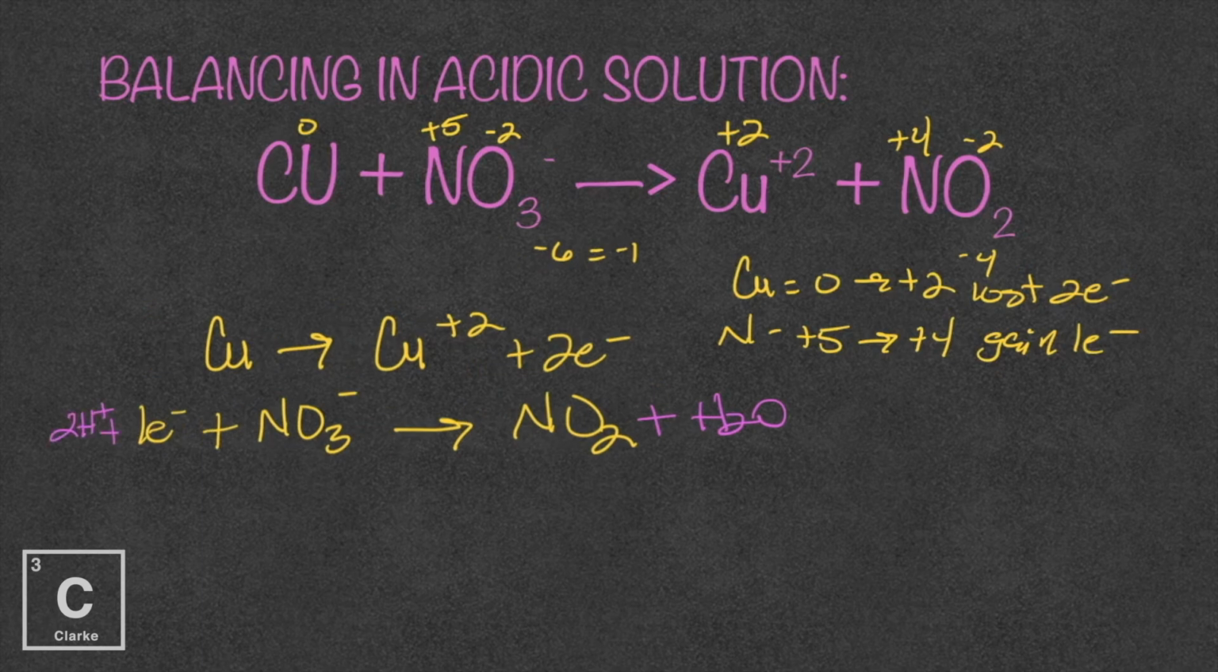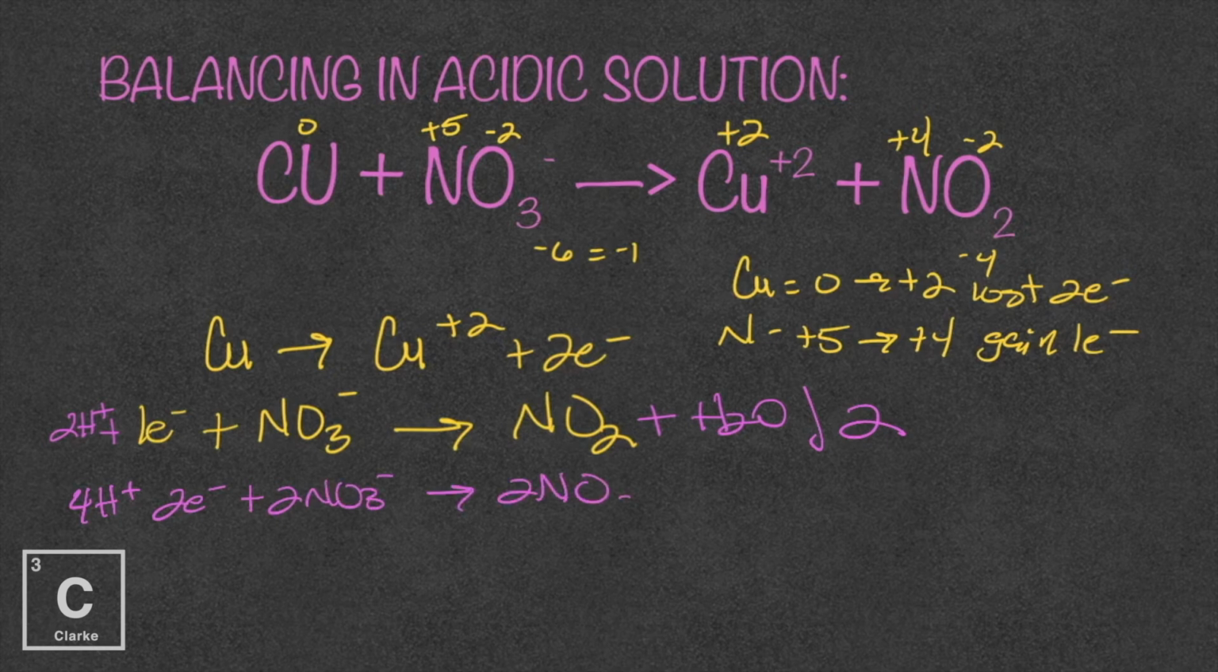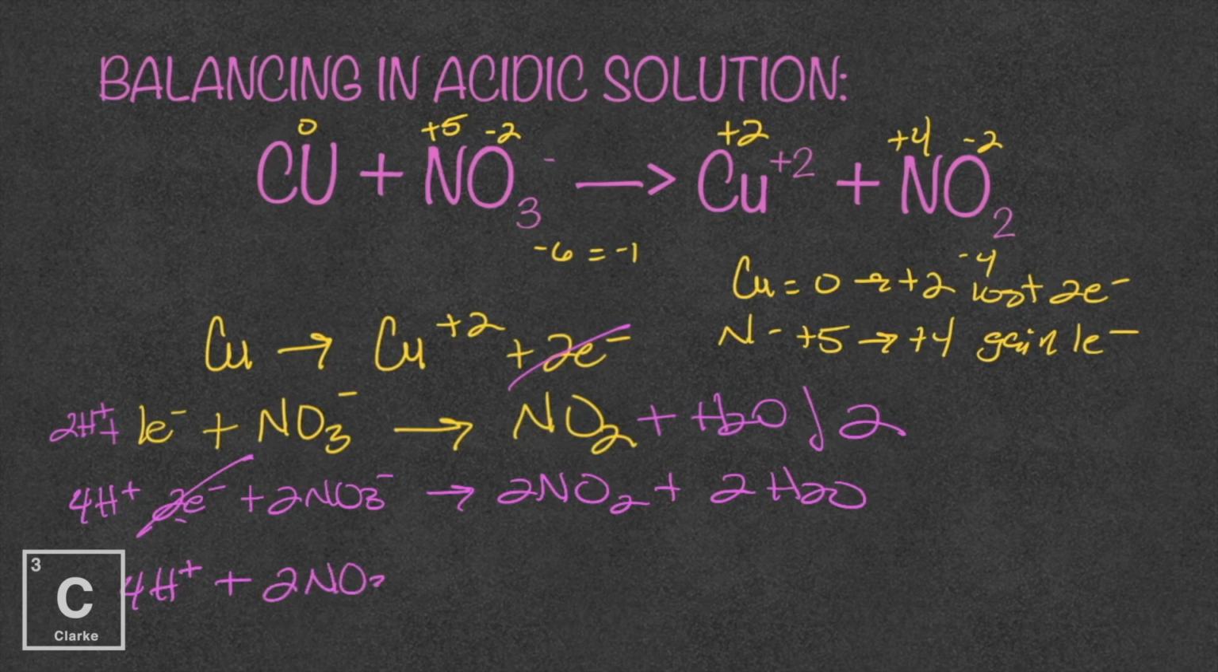Let's balance it for charge. I've got 2 electrons here. I only have 1 electron here. So we're going to have to multiply this whole thing by 2. I'm going to go ahead and rewrite that out. So we have 4 hydrogens, 2 electrons, 2 nitrates, 2 nitrogen dioxides, and 2 waters. Our electrons are going to cancel. And then I'm going to add all of this back together. So 4 hydrogens plus 2 NO3 minuses plus a copper, NO2 plus a copper plus 2 H2O.